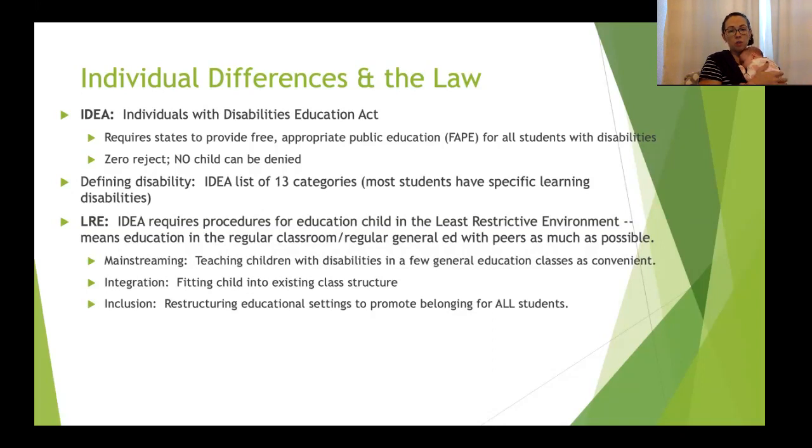There are 3 different ways that this can be. We call it mainstreaming, teaching students with disabilities in a few general education classes as convenient. Integration is where we fit them into the existing class structure. And inclusion is where we have them in the classroom as much as possible.